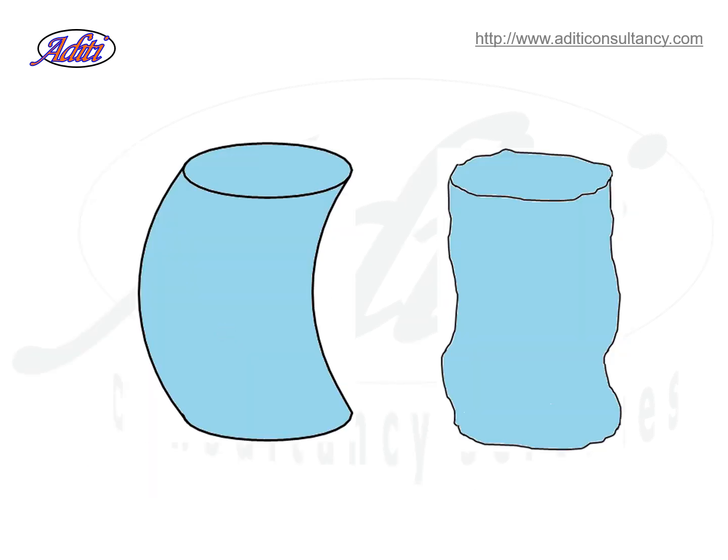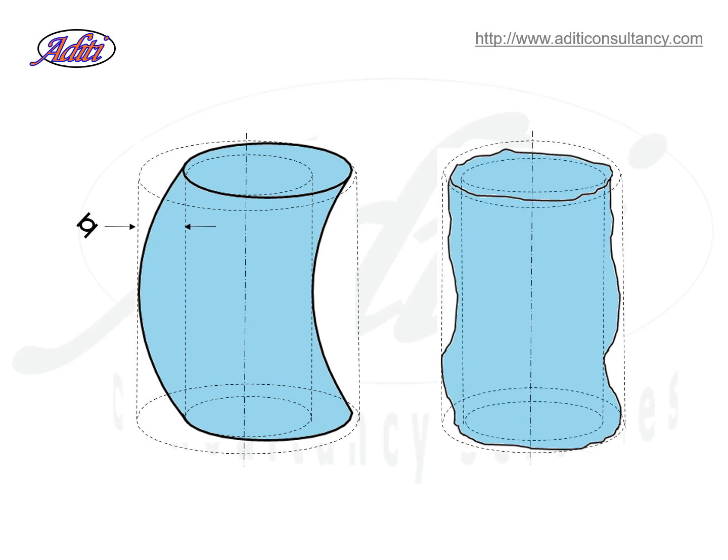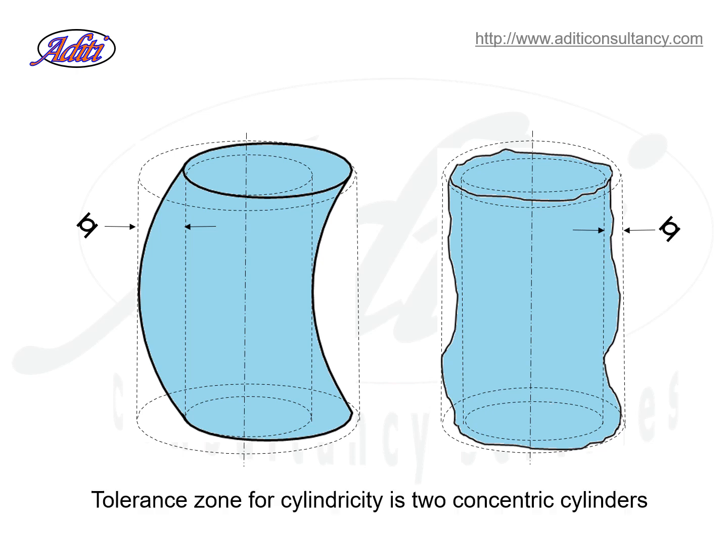All those points, if I can enclose between two concentric cylinders like this and measure the radial distance between these two concentric cylinders, that is what is cylindricity error. Now if you say cylindricity error should be 0.1 mm, meaning is what? All the points on the surface should be enclosable between two concentric cylinders. The radial distance between the two in the best case can be 0, in the worst case can be maximum of 0.1 mm. That's what you mean by cylindricity.